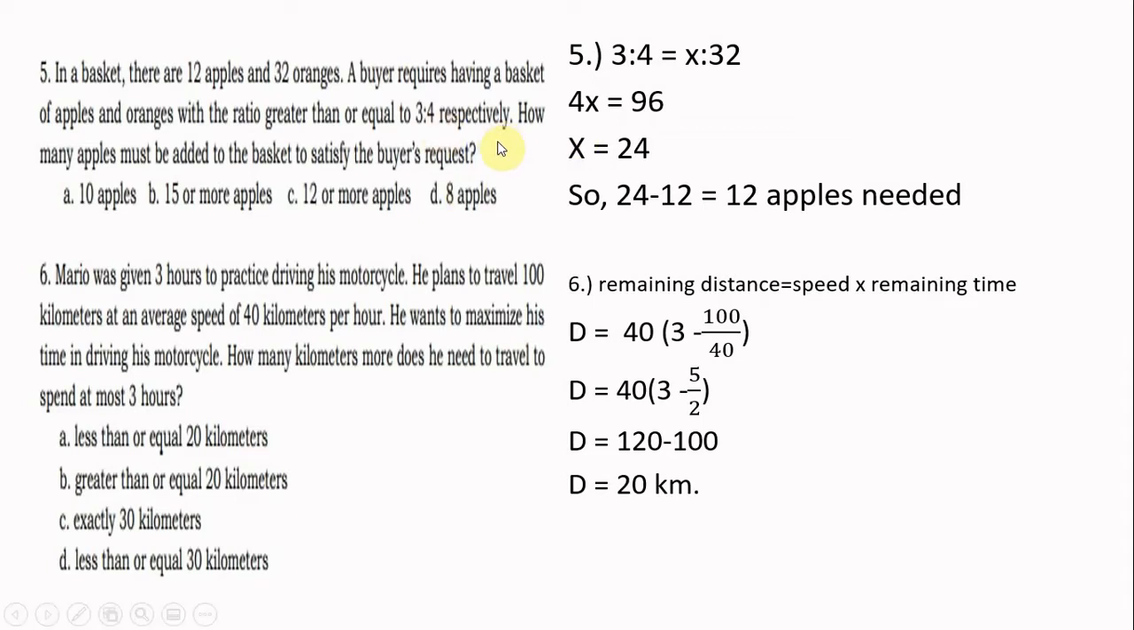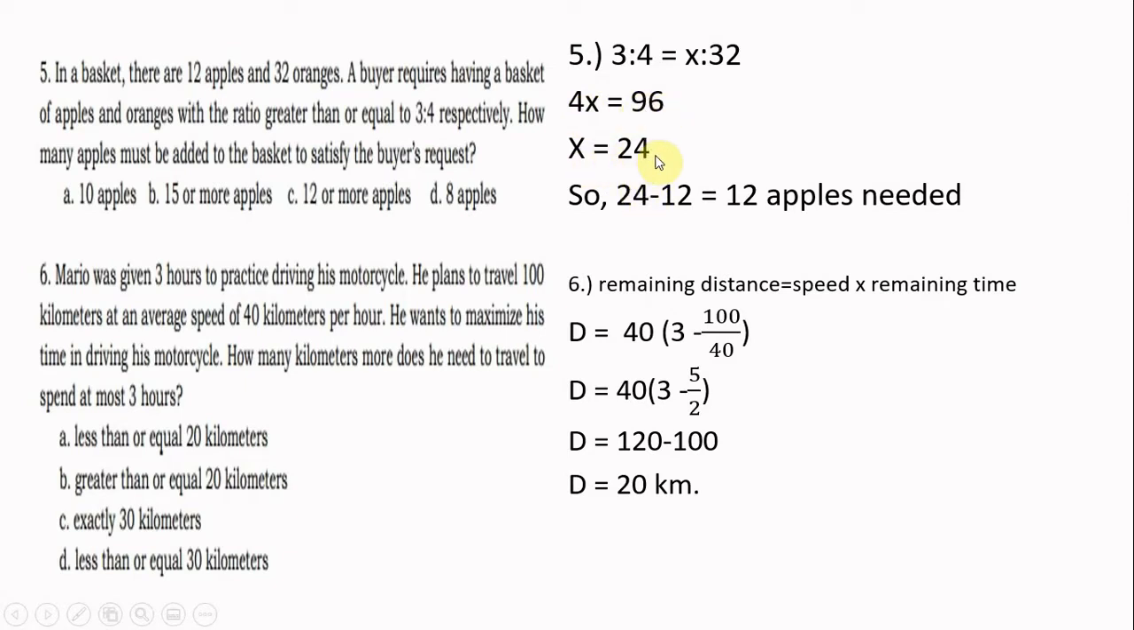Therefore, we will do what they wanted us to do. So we have here the ratio required by the customer, 3/4 is equal to x apples is to 32 oranges. Now, for x, you are to multiply 4 times x, that's 4x, and 3 times 32, that's 96. Divided by 4, so x is equal to 24.